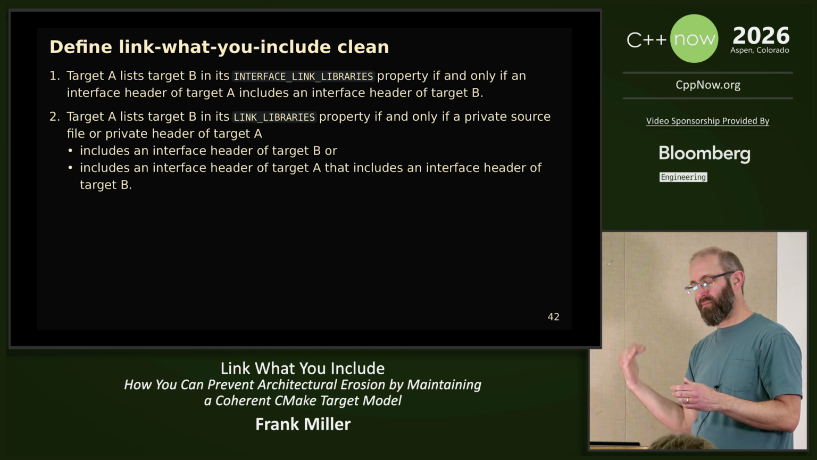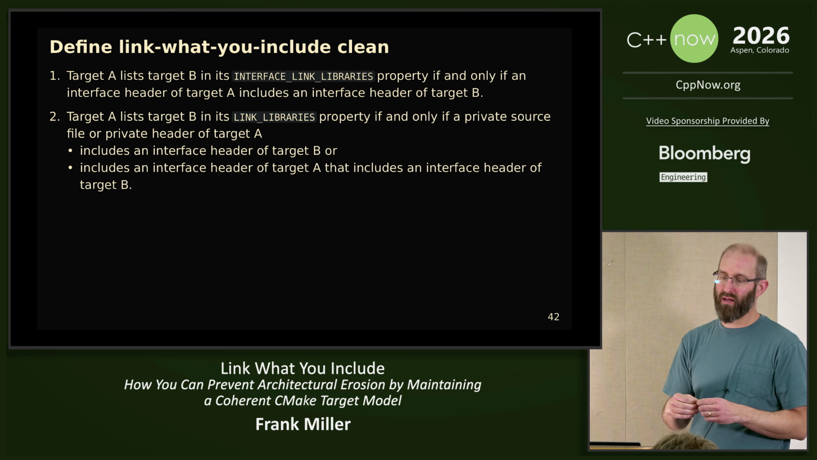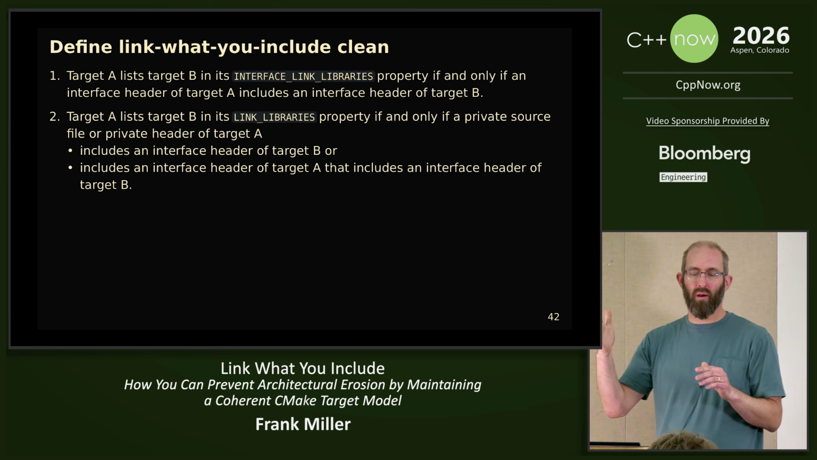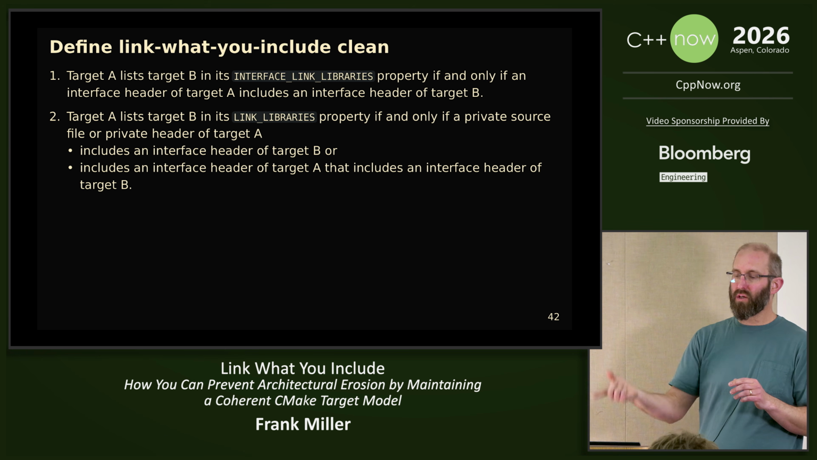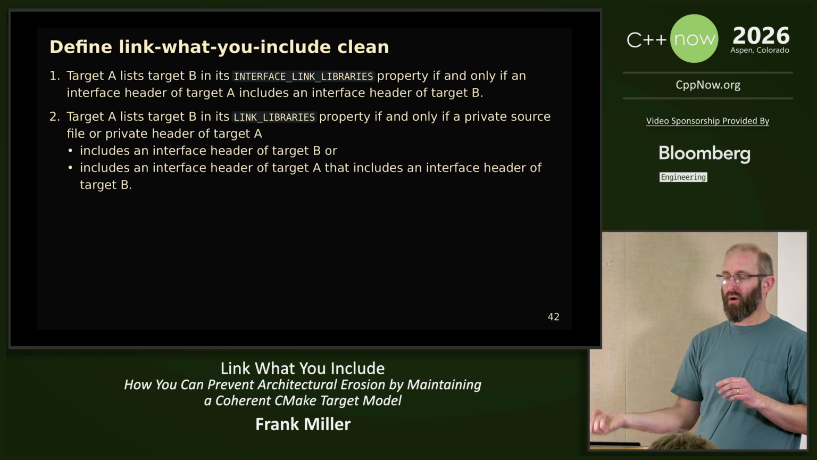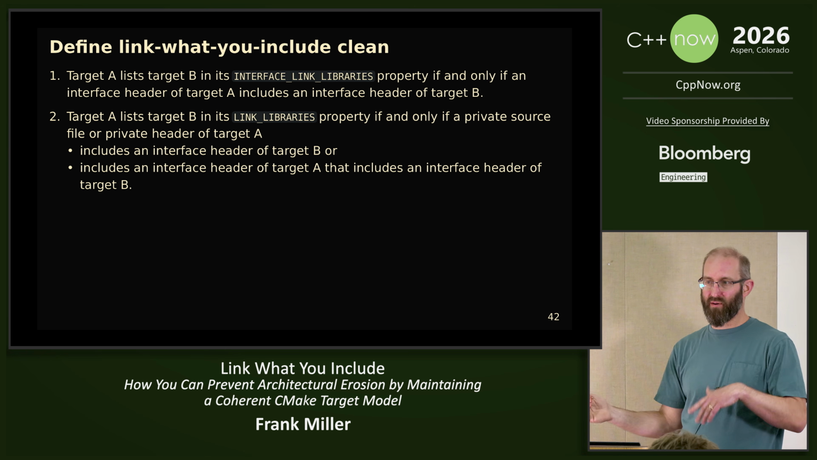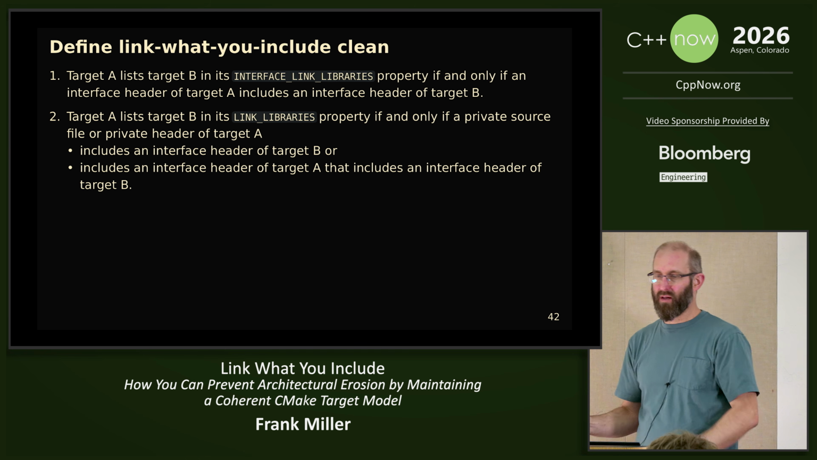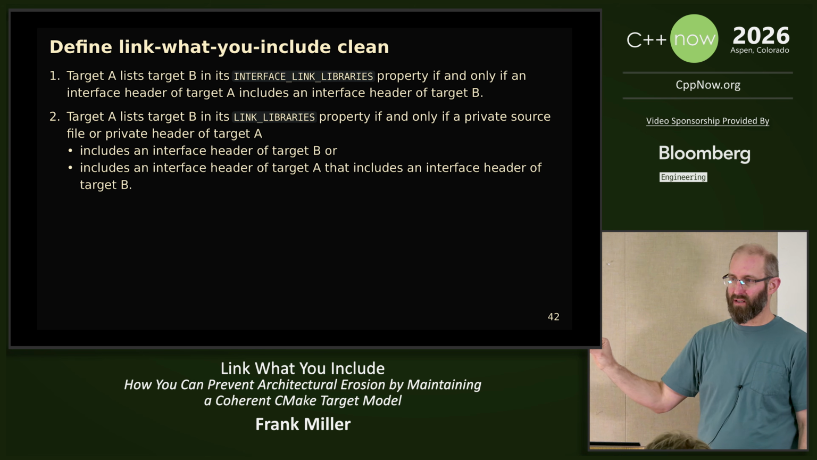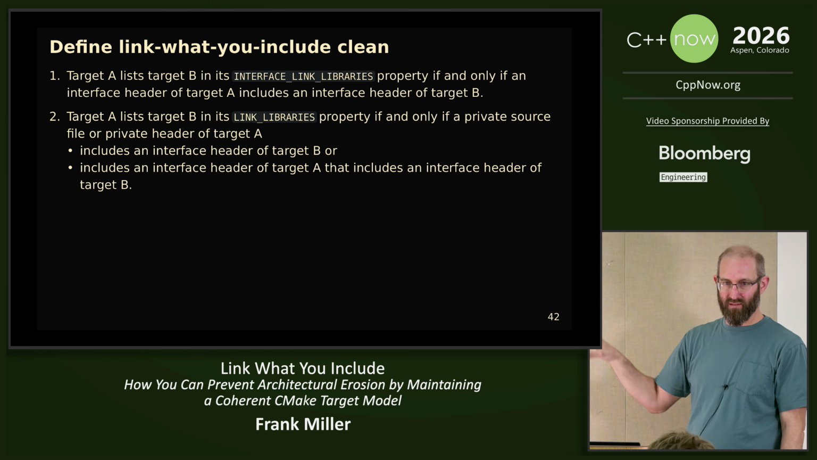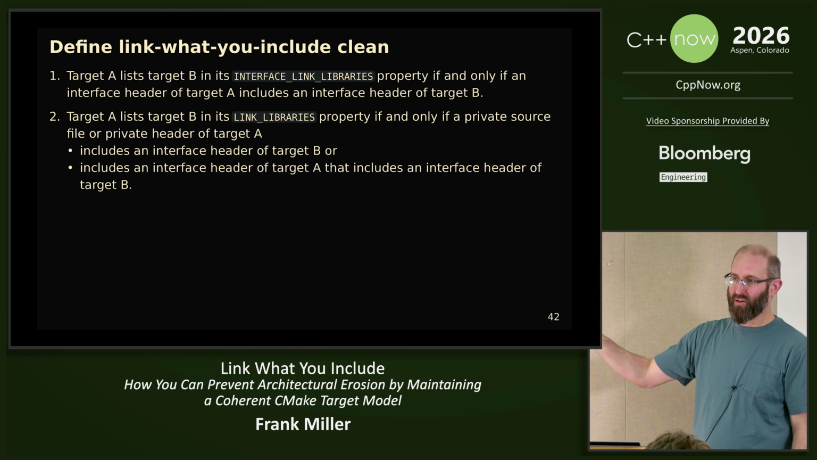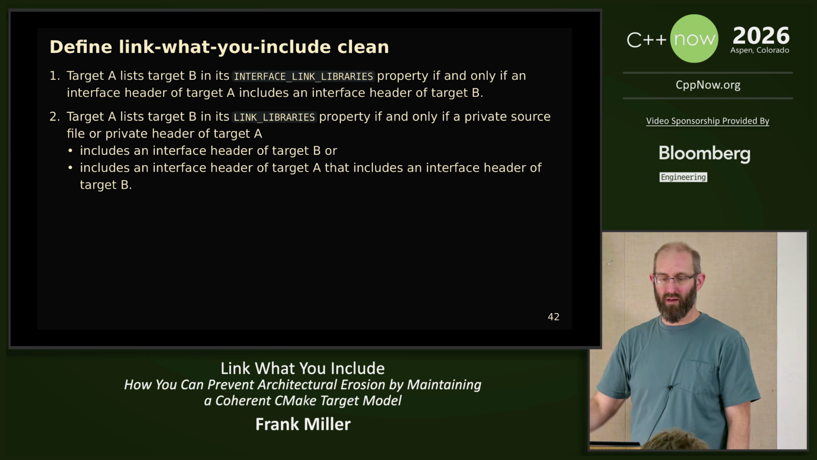The private side, the build specification side, is a little bit more complicated. Target A lists target B in its link libraries property if and only if a private source file or a private header file of A includes an interface header of target B, or includes an interface header of target A itself, which in turn includes an interface header of target B. That second bullet point is kind of a subtlety. In earlier versions of link what you include, this is like the third version I've written, I didn't appreciate this subtlety.